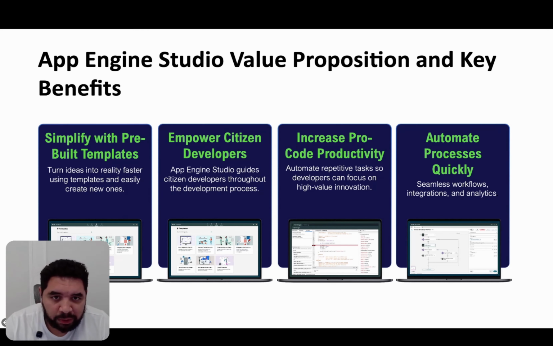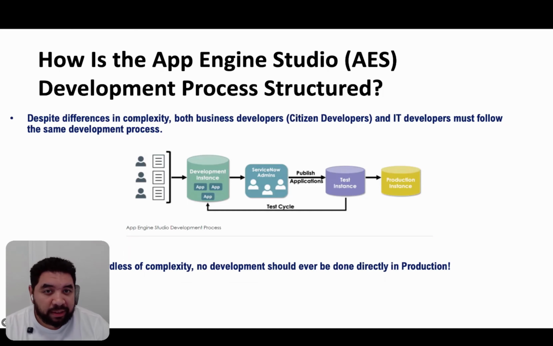For pro code developers, the platform increases productivity by automating repetitive tasks, allowing them to focus on more complex and high value development. And finally, App Engine Studio enables fast process automation, combining workflows, integrations, and analytics in a single environment. Together, these capabilities help teams build applications faster with less complexity and risk. So, even though applications can vary in complexity, the development process in App Engine Studio is always the same.